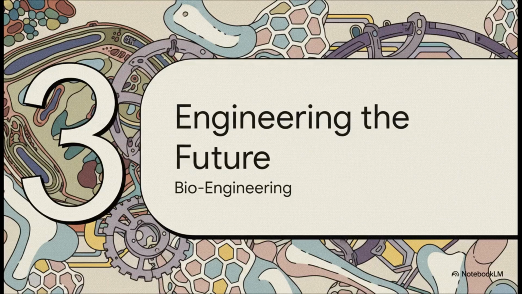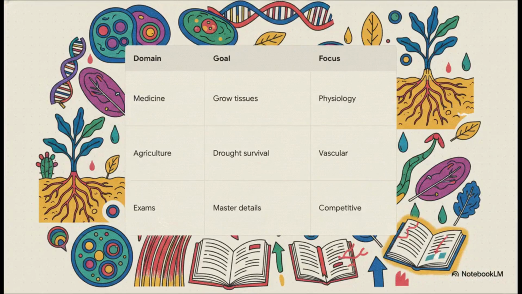Section 3. Engineering the future. So, the crucial point is, why does knowing the difference between xylem, phloem, bone, and cartilage actually matter? Because this blueprint is literally the foundation for tomorrow's innovations. The real-world applications are massive. In regenerative medicine, scientists are using this knowledge to grow new tissues in labs to heal patients, bridging the gap between a single cell and full physiology. In agricultural science, understanding plant tissues like vascular bundles allows us to engineer crops that can survive 40-degree droughts to feed a changing world.